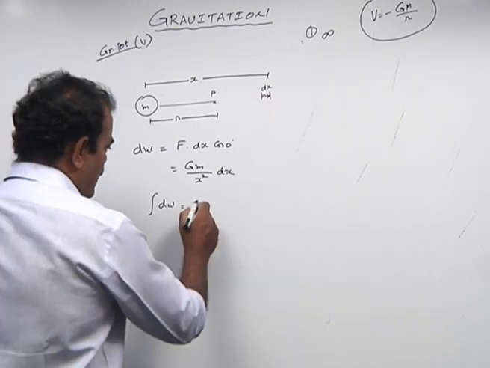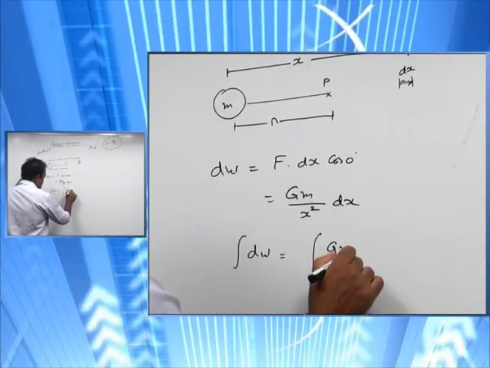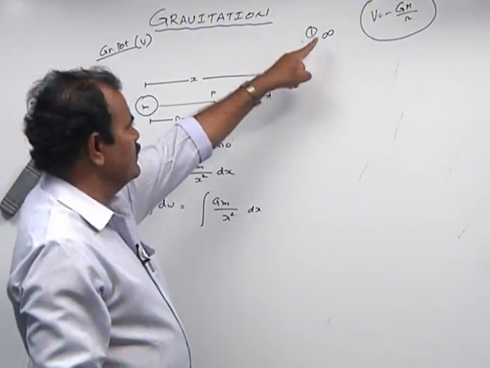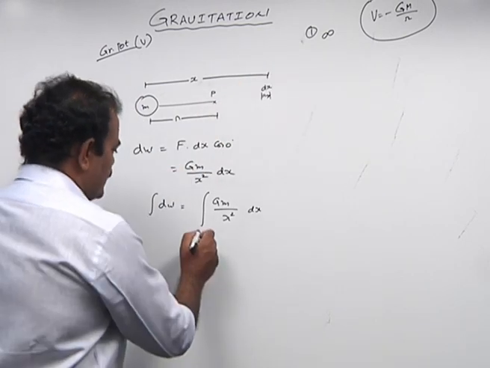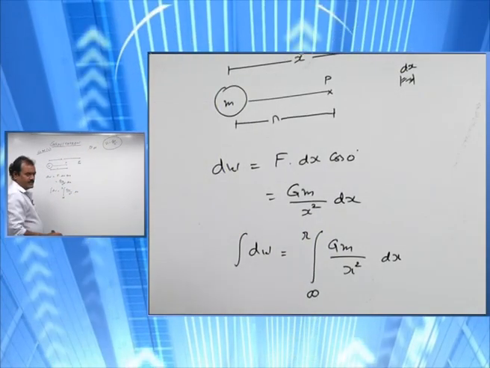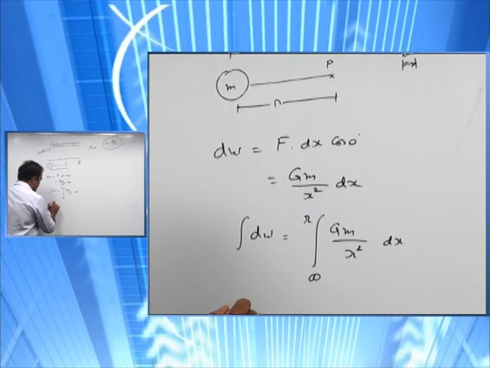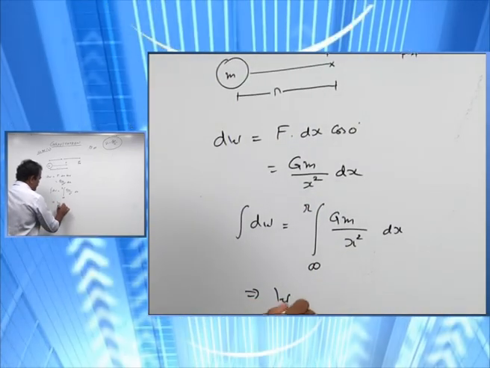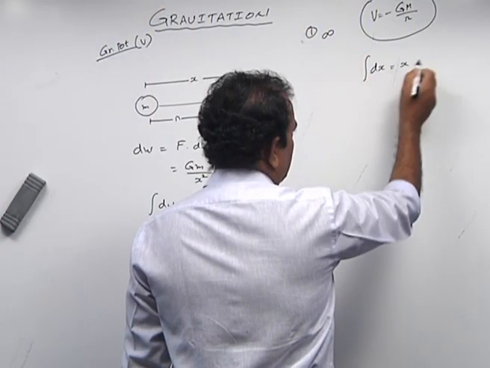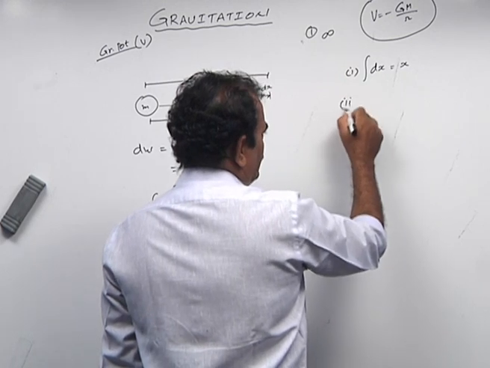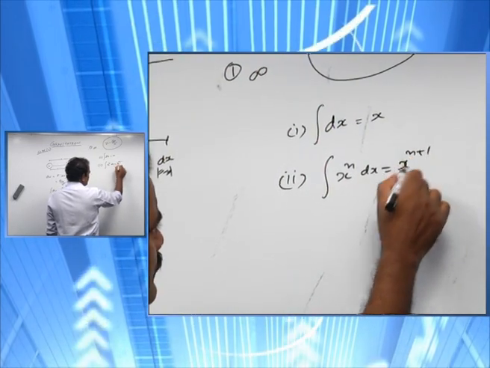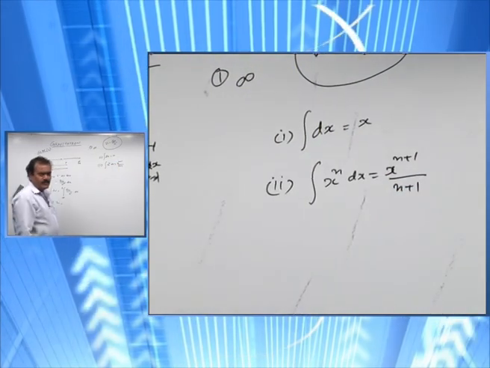Integral dw is equal to integral GM by x square dx, and the limits: you are bringing that unit mass from infinity to the point P, so infinity becomes the lower limit and r becomes the higher limit. Integral dw means W, because we apply the integration formula integral dx equals x, and the second formula, integral x to the power n dx equals x to the power n plus 1 by n plus 1.